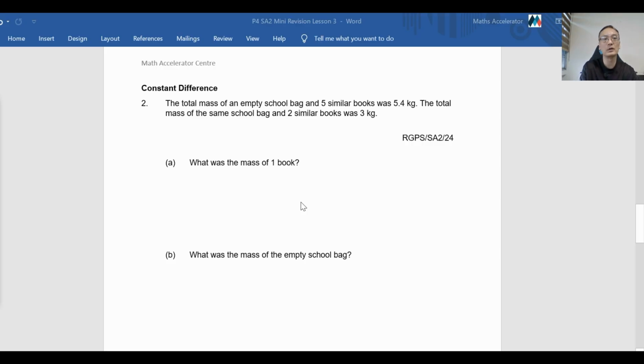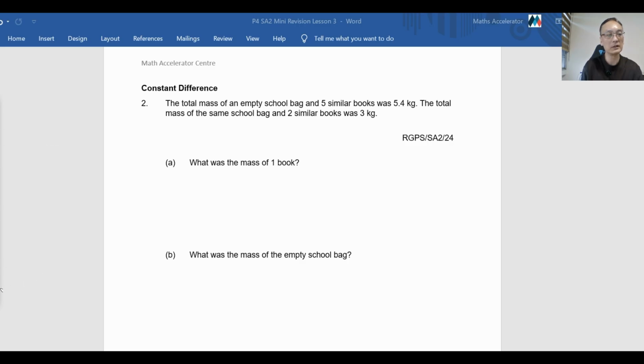The next question will be on constant difference. The total mass of an empty school bag and 5 similar books was 5.4 kilograms. The total mass of the same school bag and 2 similar books was 3 kg. A. What's the mass of one book? And B. What was the mass of the empty school bag?